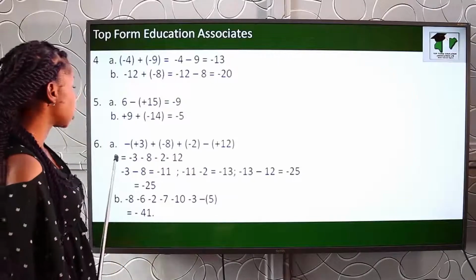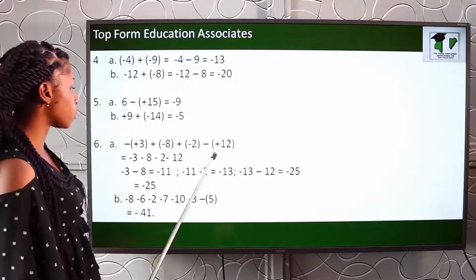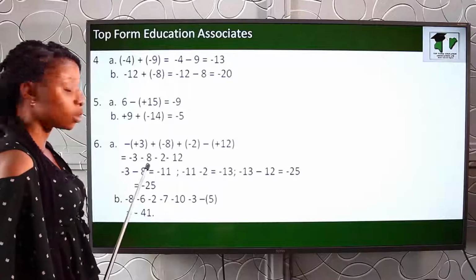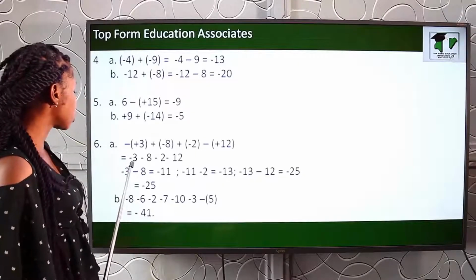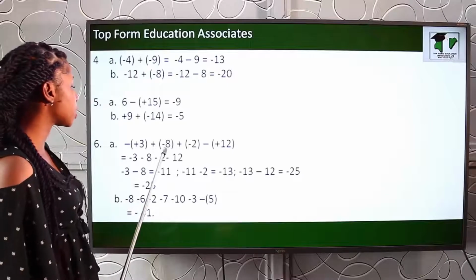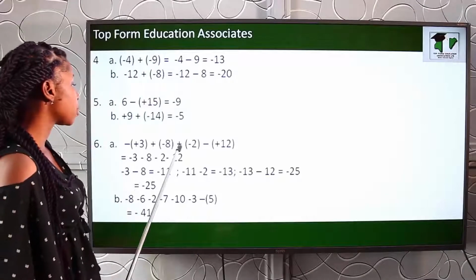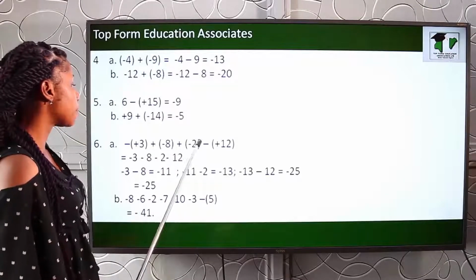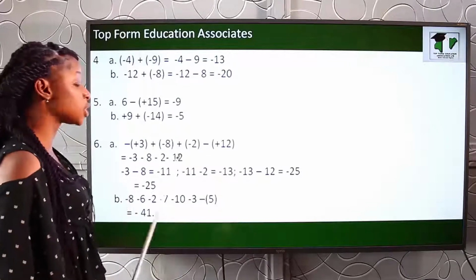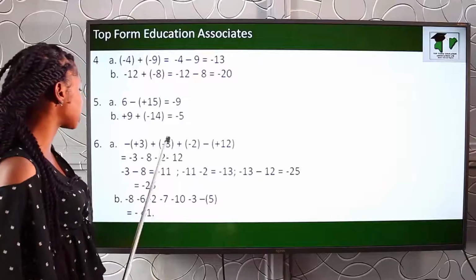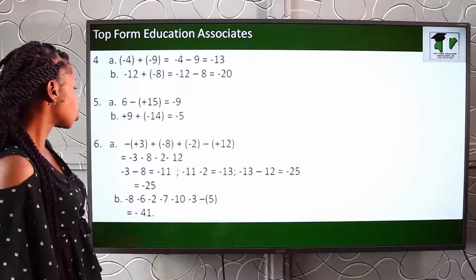Number 6, we're asked to do this sum. Now, watch carefully. Plus and minus is minus. So this is minus 3. Plus and minus here is also minus. Plus minus here is minus. Minus and plus is the same thing as minus. So this question can be rearranged or interpreted as minus 3, minus 8, minus 2, minus 12.